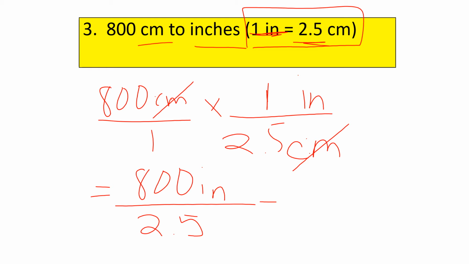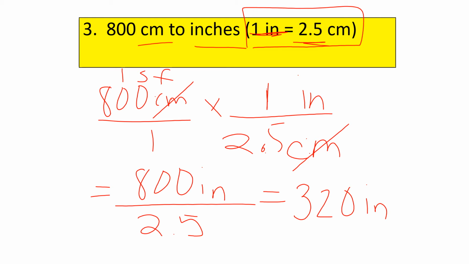Now, because you want to put this into a decimal, you will divide 800 by 2.5, and you will get 320 inches. As far as sig figs go, there is 1 sig fig in this number. Now this 1 inch to 2.5, that is a measurement. There are not exactly 2.5 centimeters in an inch. That is a rounded estimation conversion factor.